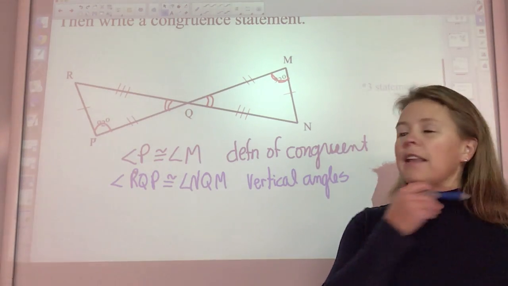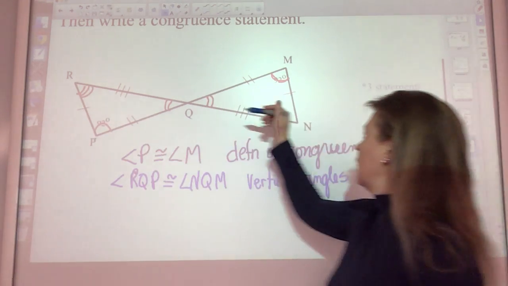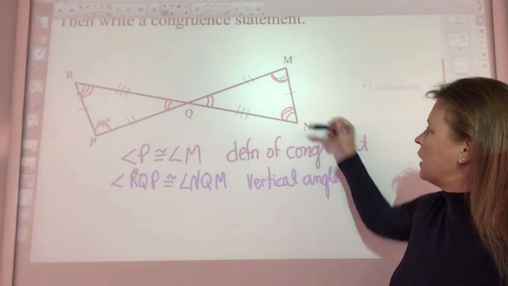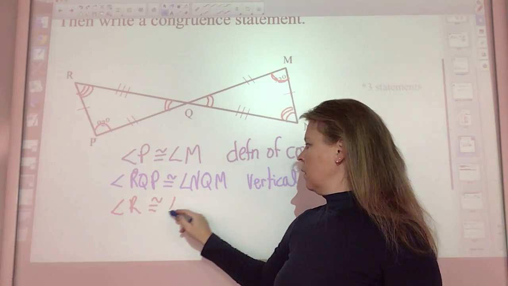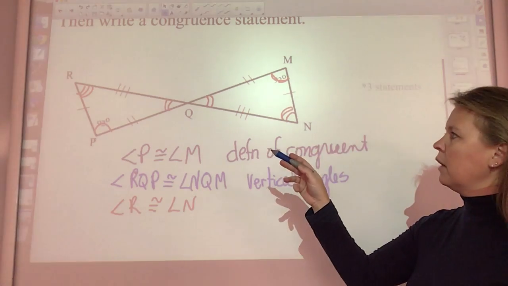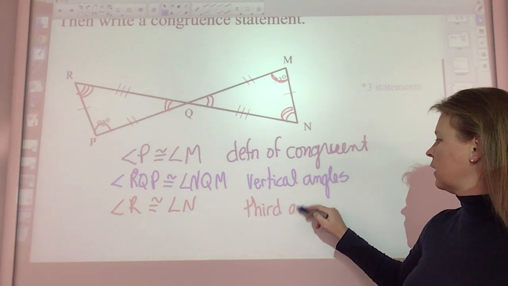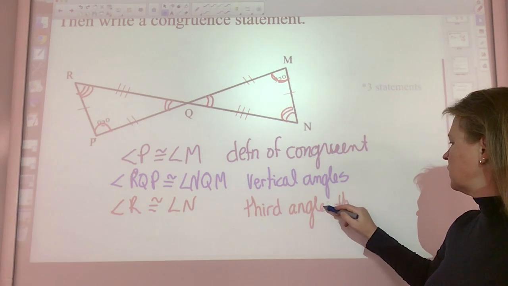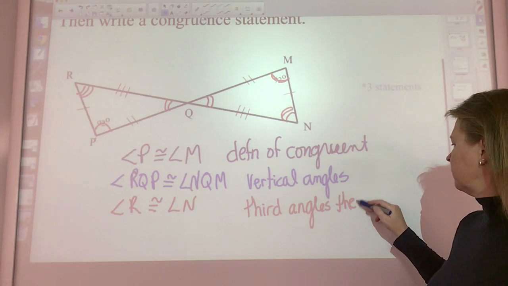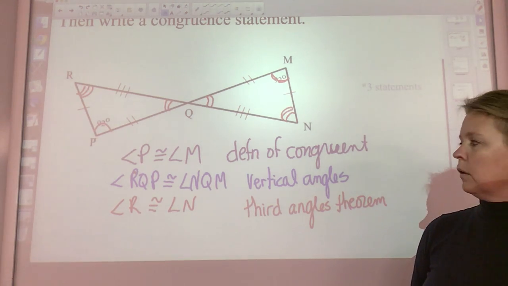Let's put our heads together and see why this angle R, which is the 3rd angle, could possibly be congruent to angle N, which is the 3rd angle on the other side. Why could our 3rd angle over there be congruent with our 3rd angle over here? I have an idea. How about the 3rd angle theorem? The 3rd angles theorem lets your 3rd angles be congruent.